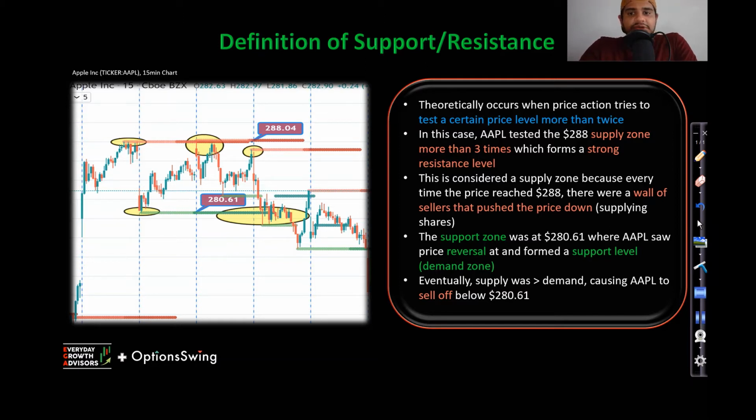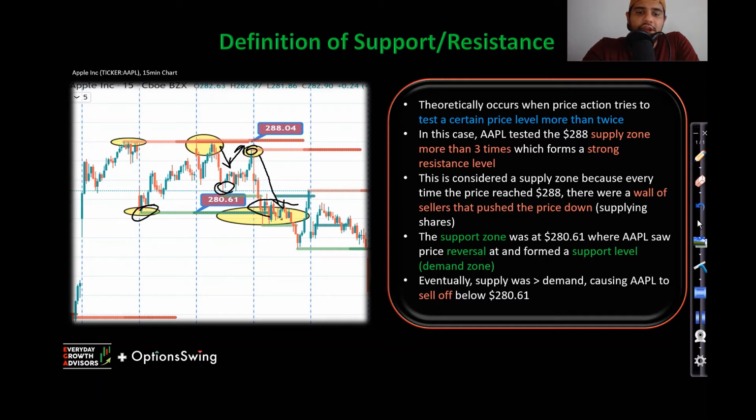In this case, you can see that Apple tested $288 as a supply zone more than 3 times, right? 1 time, 2 times, 3 times, so many times here, and more times here. And this became a very strong resistance zone. Eventually, Apple was not able to break that zone, and so it came down. Then it tested an interim support, which was here, before going up to retest the resistance up here. However, it failed to do so and ultimately came down to test this support that was below.